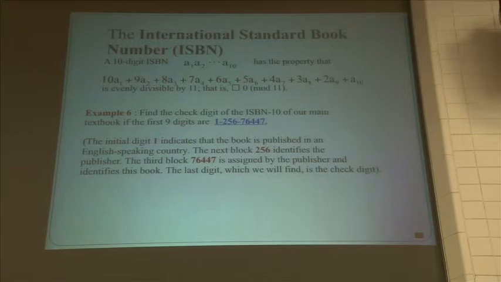You take your first 9 digits, right? Add them up, and then whatever you get to, you add however many numbers to that to get to a multiple of 11. Just like in the last one, you add a number to the sum to get to a multiple of 10. For ISBNs, you want a multiple of 11. Okay?